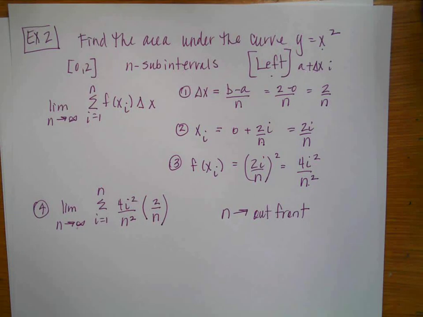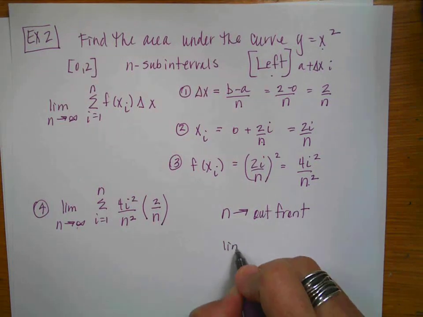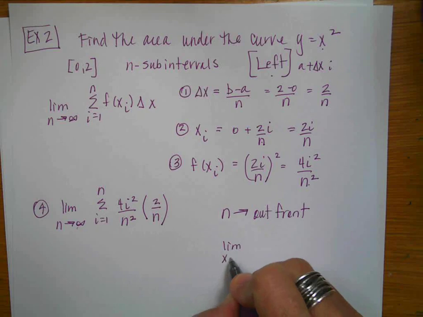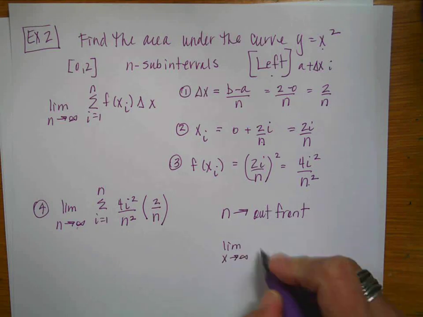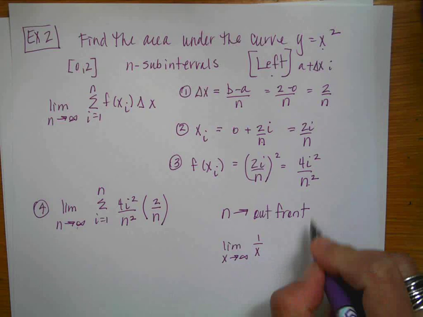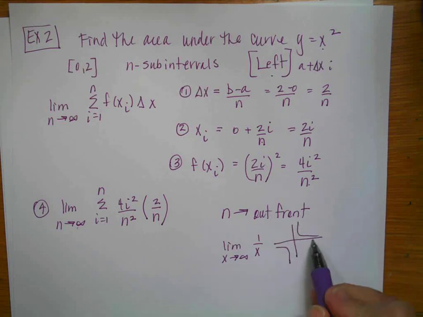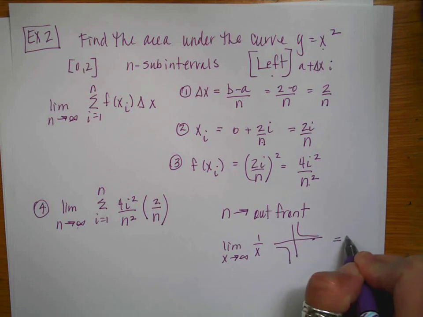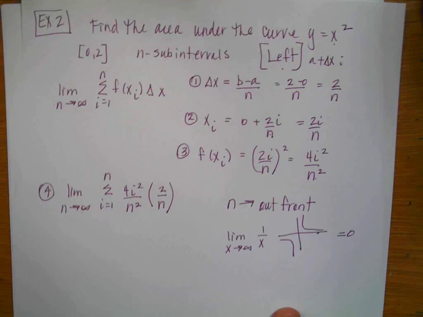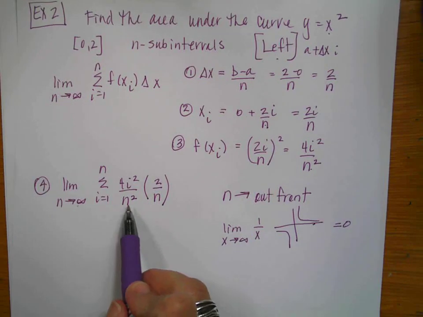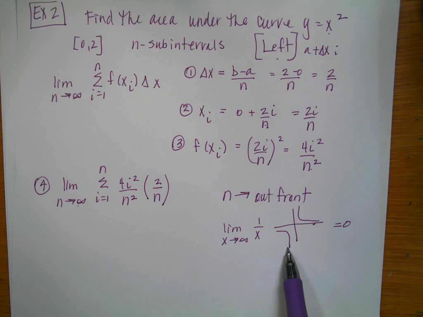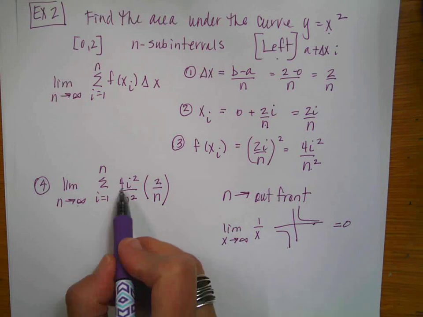Okay? Before we continue, I want to talk about the process. So remember, if I take the limit as x goes to infinity and I have 1 over x, so that function looks like this. As x goes to infinity, then the limit is going to approach 0. So basically what we're doing is we're trying to force this situation to happen when I take the limit, okay?